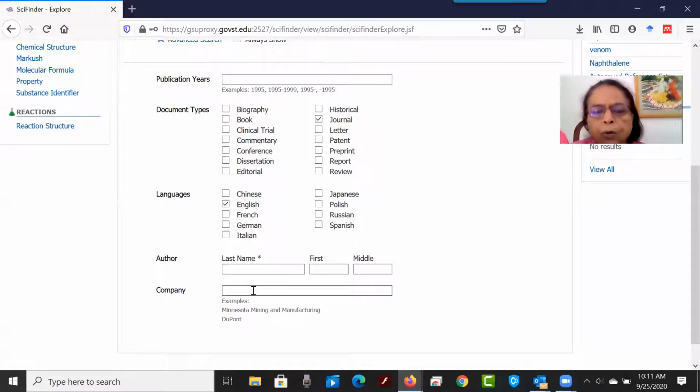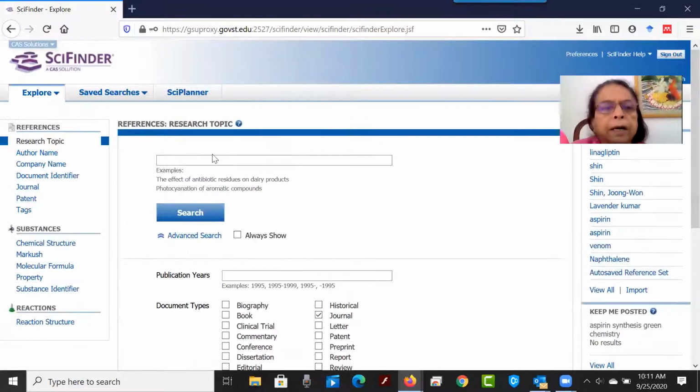And if you have somebody you want to find out where that person is or wherever, you can put a company name and put the author and see where that person is. But we can do it a different way. Here, this is what I'm going to be doing.